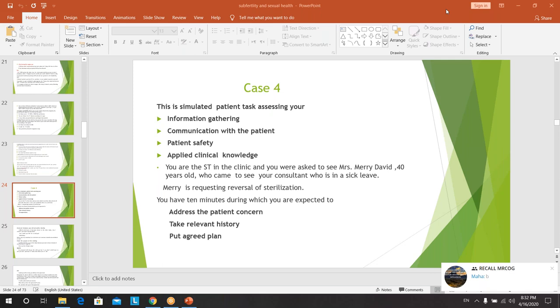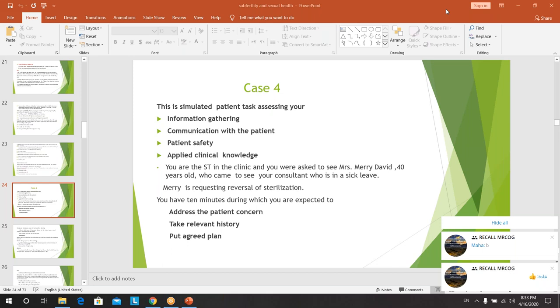I think it is your right to reverse yours if you want to get a baby. Right. But my duty is to tell you the pros and cons, or the disadvantages, of your decision. And of course, the decision will be yours at the end.